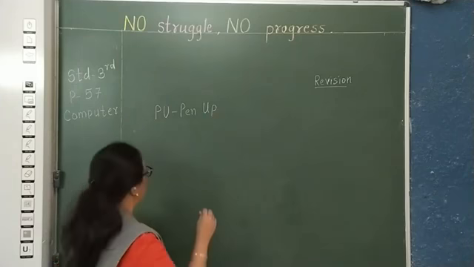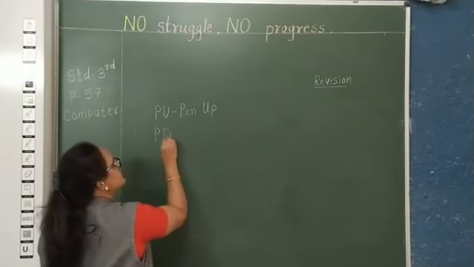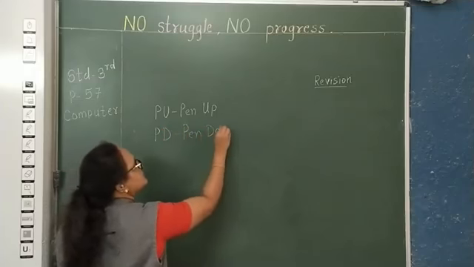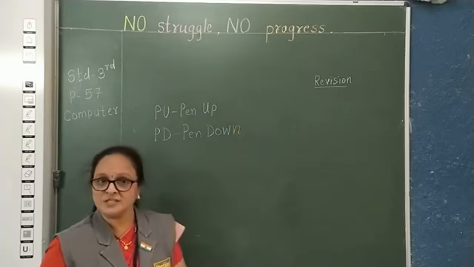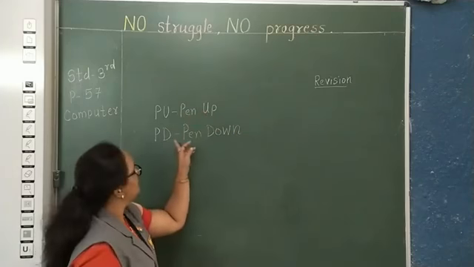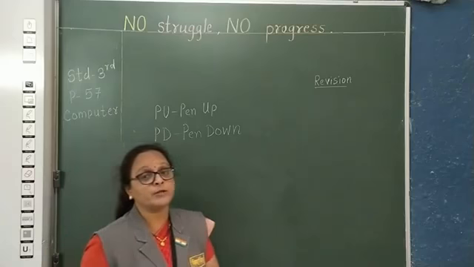Now we'll move to the next one, that is PD. What do you mean by PD? PD means pen down. The full form of PU is pen up and the full form of PD is pen down. Okay, what is the use of that PD command?